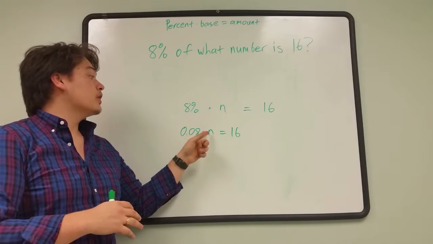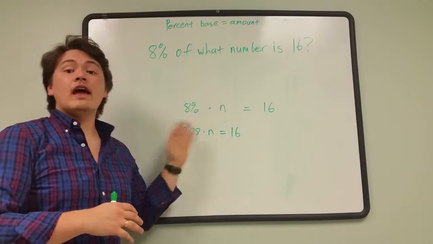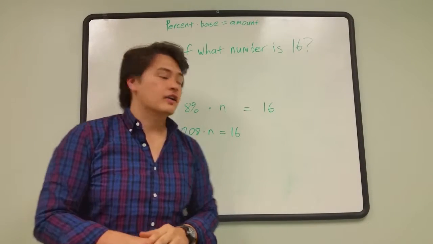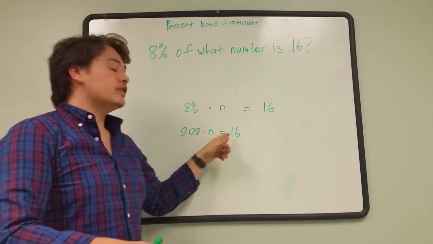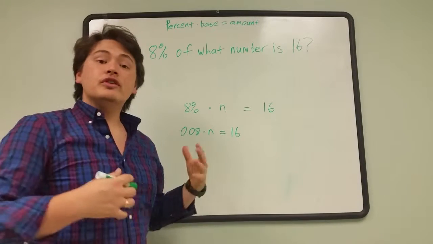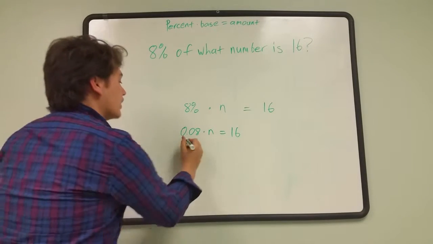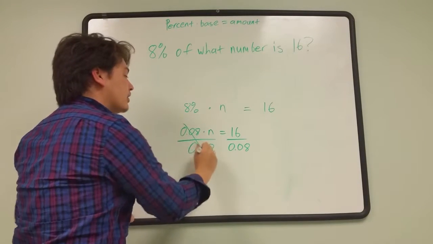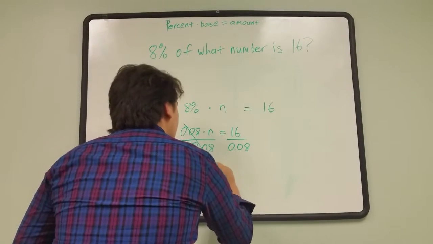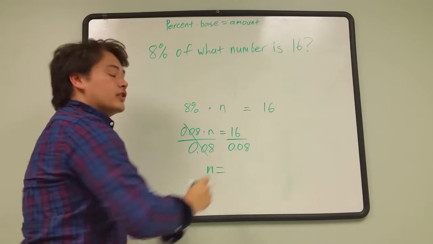I'm going to solve for n, meaning I'm going to put n on one side and everything else on the opposite side. So we have 0.08 times n is equal to 16. I'm going to divide both sides by 0.08. They're going to cancel each other out, leaving me with n, and 16 divided by 0.08.